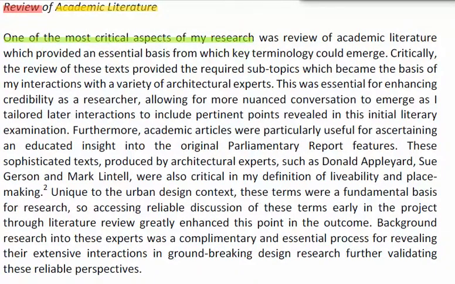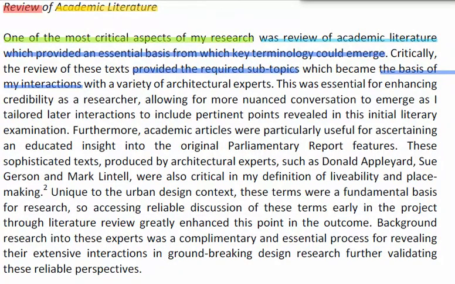What we also see that this student does really well is state the process very clearly, but more importantly, explain straight up why this process was important. What did they get from reading this type of literature? Well, they got the essential basis of their topic and they got the key terminology. They also talk about the fact that doing this provided the subtopics, which became the basis of interactions. So, by doing this background research, they could actually prepare for their interviews. Now, I'm sure that you guys did lots of research to prepare for your interviews. That is good. Okay.